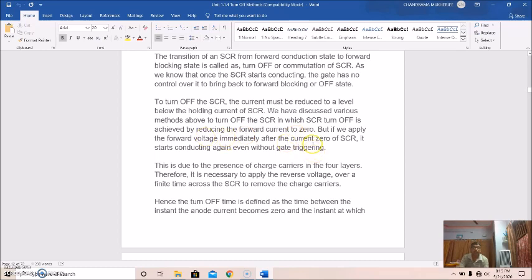To achieve turn off by reducing the forward current to zero or below the holding current level, we must not apply the forward voltage immediately after the current zero of the SCR. If we apply the forward voltage immediately after the current zero of the SCR, it starts conducting again, even without gate triggering.